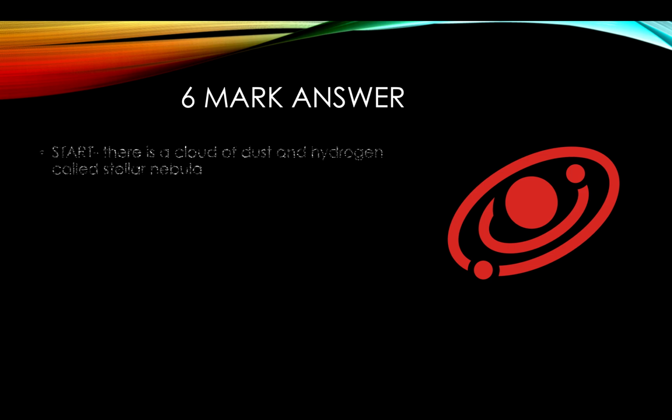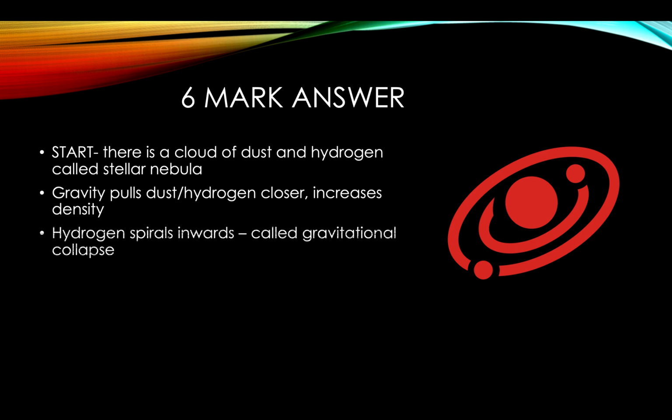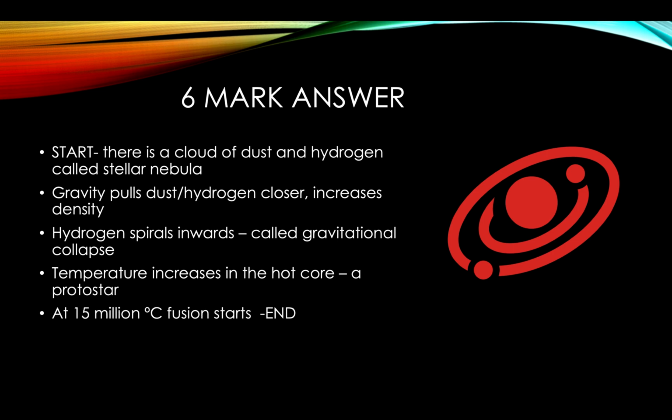And here I just have a sample 6-mark answer. So we're just building those little bullet points we have at the start, and the little flow chart diagram there. So you're starting with your stellar nebula. Gravity pulls that dust and hydrogen closer together. Hydrogen spirals inwards in gravitational collapse. Temperature increases and you have a protostar. At 15 million degrees, nuclear fusion starts, and that's when you have a star created.